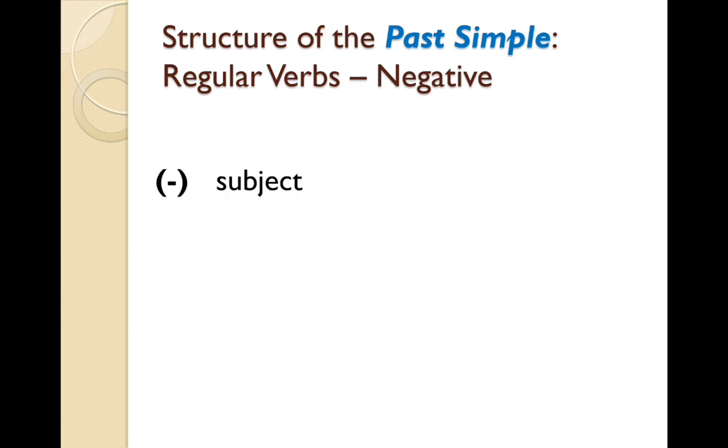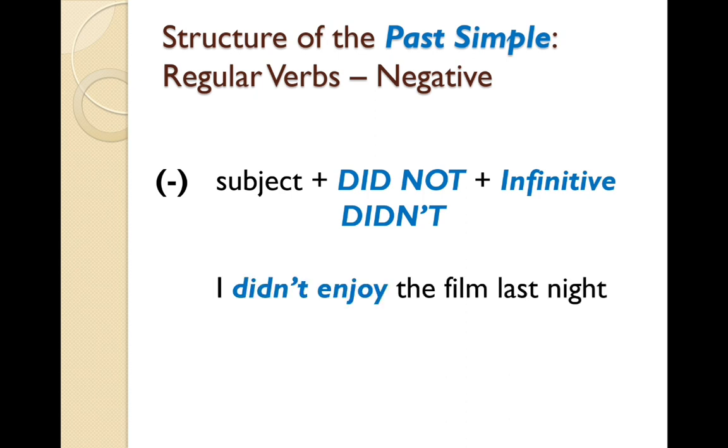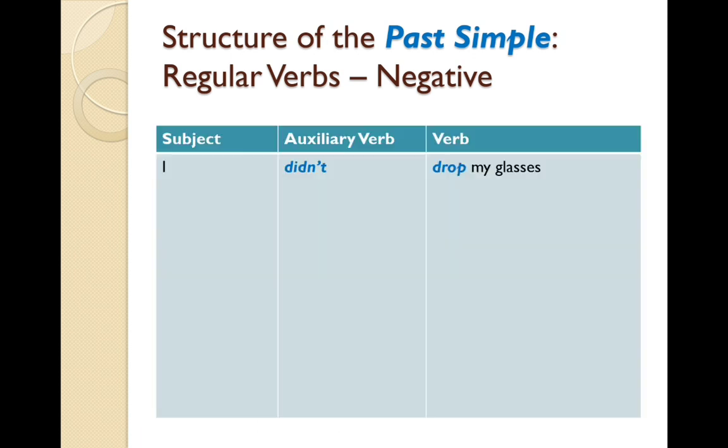So, subject plus did not, which can be contracted to didn't, plus the infinitive form of the verb. Notice how we don't use the past simple form of the verb here, or verb 2. We use did plus not plus infinitive. I didn't enjoy the film last night. I didn't drop my glasses. We didn't stop asking questions.